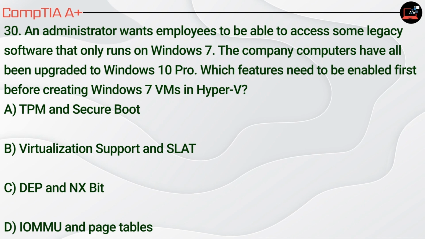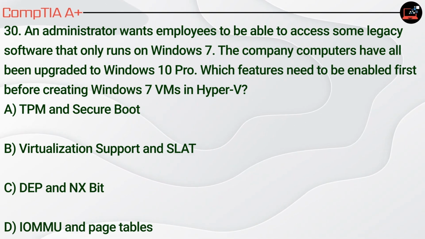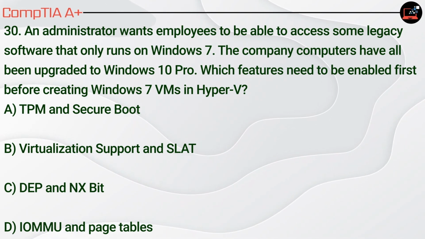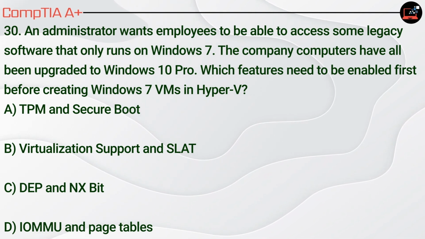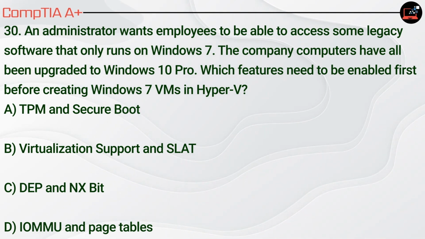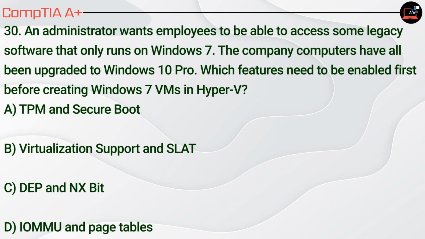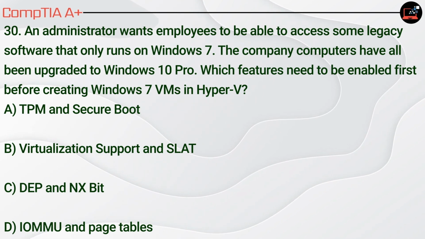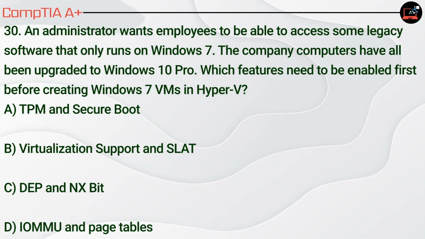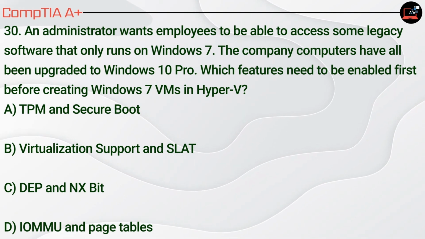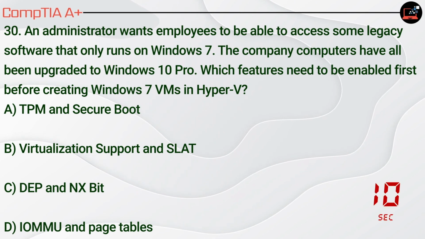30. An administrator wants employees to be able to access some legacy software that only runs on Windows 7. The company computers have all been upgraded to Windows 10 Pro. Which features need to be enabled first before creating Windows 7 VMs in Hyper-V? A. TPM and Secure Boot. B. Virtualization support and SLAT. C. DEP and NX bit. D. IOMMU and page tables.